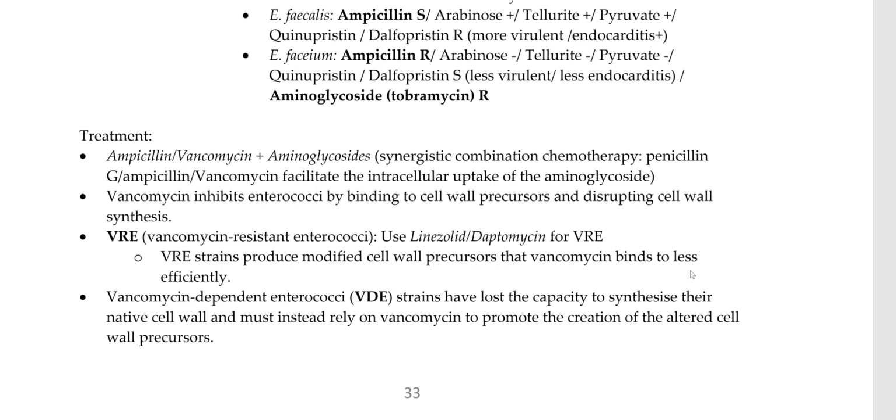Vancomycin dependent enterococci means strains have lost the capacity to synthesize their native cell wall and must instead rely on vancomycin to promote the creation of altered cell wall precursor. That means vancomycin is now necessary for their survival. So in such cases, you should avoid giving vancomycin.